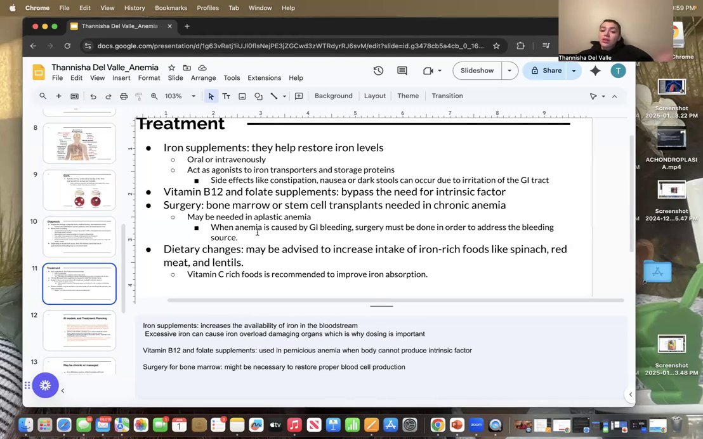Surgery may also be done for bone marrow or stem cell transplants, which are needed for chronic anemia. And dietary changes may be advised to increase intake of iron-rich foods like spinach, red meat, and lentils. So again, vitamin C rich foods are recommended to improve iron absorption.